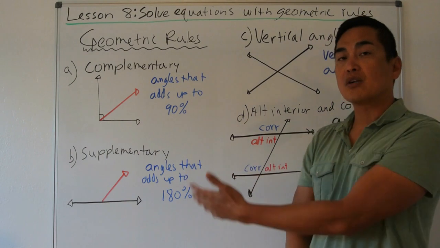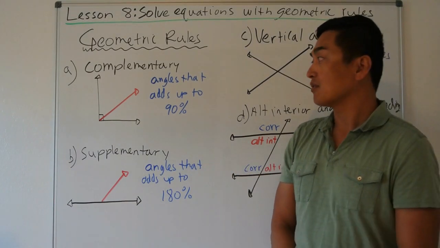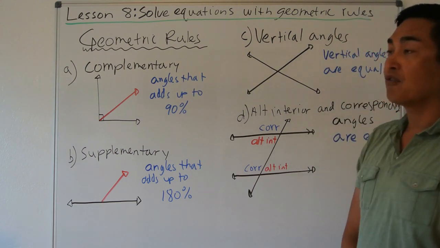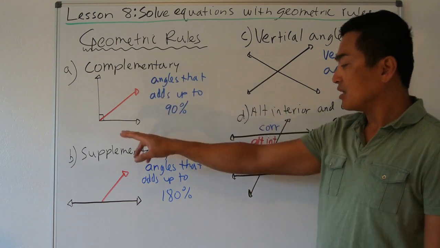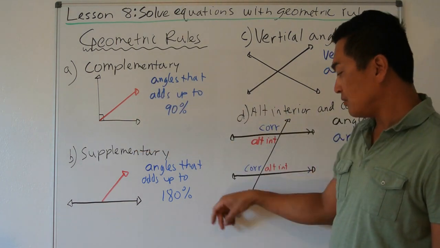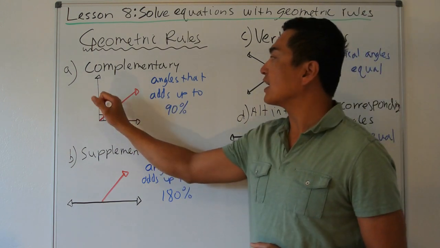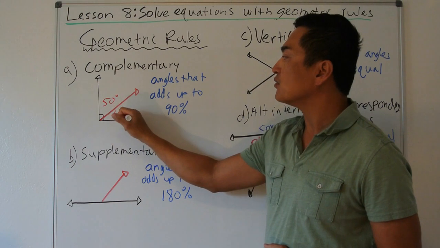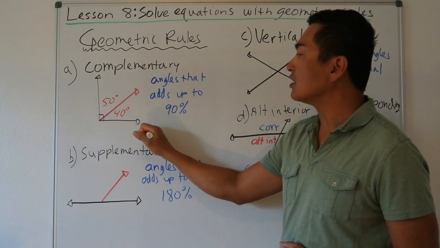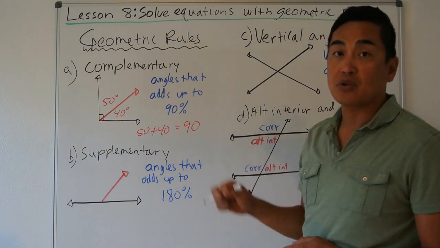So I'm just going to quickly review. We've done this before already, so I'm going to go quickly. There are 4 definitions that you should know. The first one's called complementary, meaning 2 angles that add up to 90 degrees. For example, if this angle was 50 degrees, then you should know that this one is 40 degrees because 50 plus 40 is equal to 90 degrees.